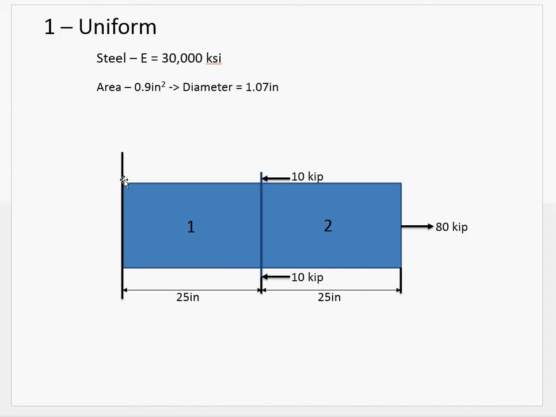Now in terms of compression and tension, you can see the left end is clamped here, so the 80 kip force is pulling away from the clamp, it's pulling the shaft in tension. The 20 kip equivalent is moving towards the clamp, it's pushing the shaft in compression. And remember, tension is considered positive, compression negative. So we can bring up our program and start entering this in.